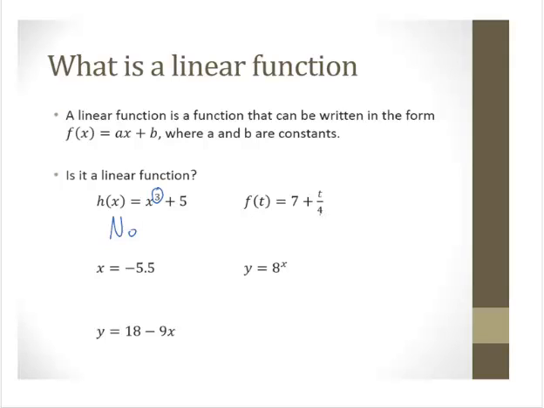F of t is 7 plus t over 4. Well, we have t instead of x. Okay, well, we can deal with that. But what about that t over 4? Well, recall that t divided by 4 is the same thing as 1/4 times t. And so I could rewrite this as f of t is equal to 1/4 t plus 7, which is linear.